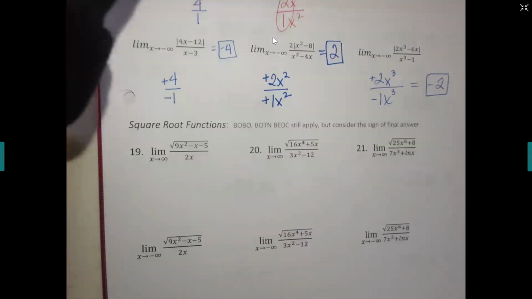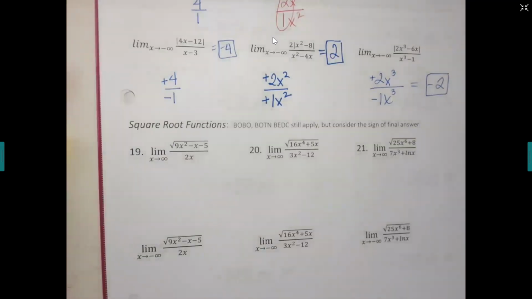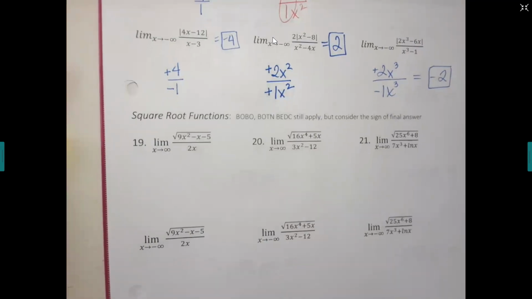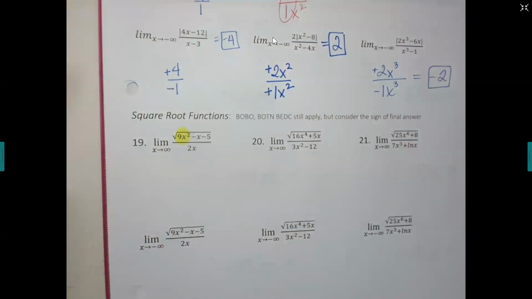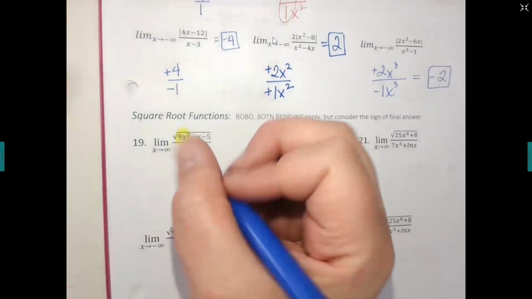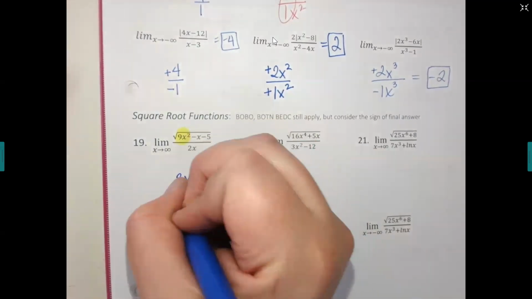We're going to cover square roots. Okay, for square roots, you're going to do almost the exact same thing. Going to infinity, you're going to just simplify the highest power. So in this case, do you see that we have a square root of a 9x squared? What is that the same as? Ignore the rest of it, just the 9x squared. If I root that, what is that the same as? 3x. So really, I have a 3x over 2x.